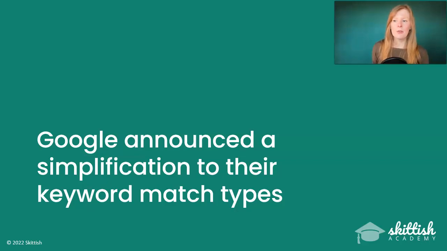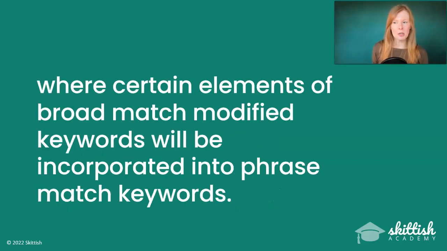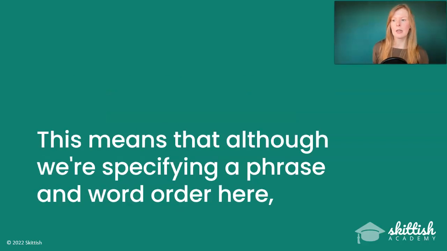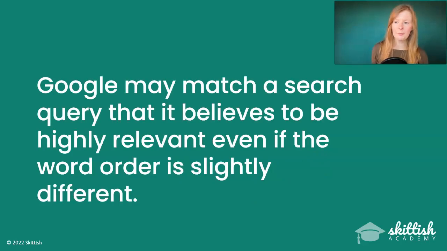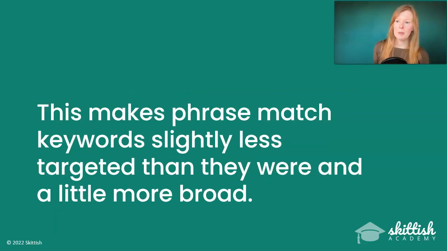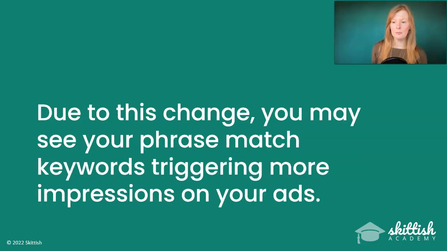Google announced a simplification to their keyword match types, where certain elements of broad match modified keywords will be incorporated into phrase match keywords. This means that although we're specifying a phrase and word order here, Google may match a search query that it believes to be highly relevant even if the word order is slightly different. This makes phrase match keywords slightly less targeted than they were and a little more broad.